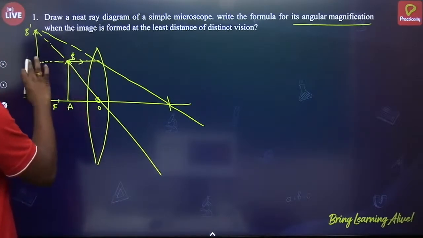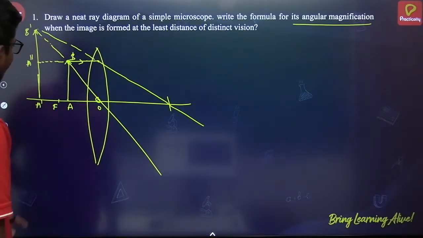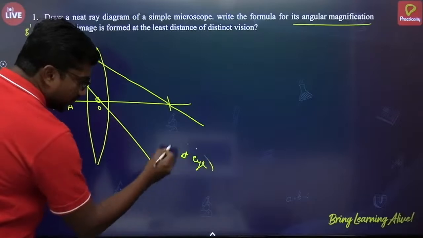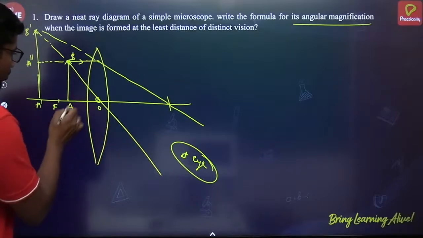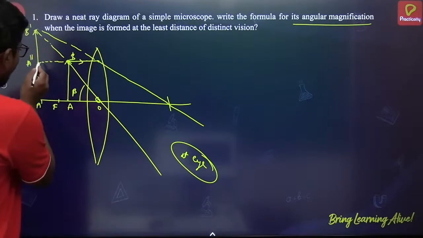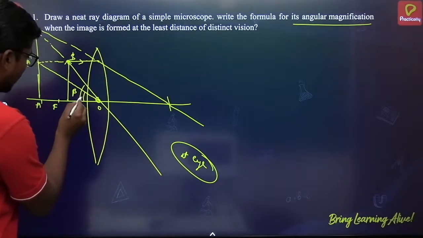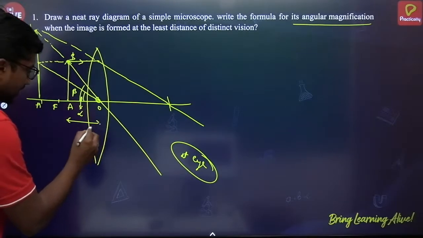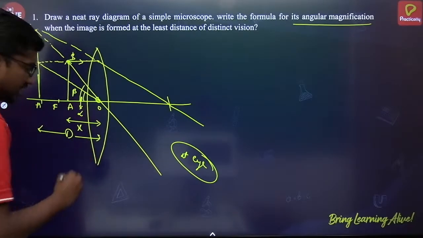The AB parallel to this I am marking here for convenience, let it be A double dash. So this is the eye, from here we are observing this. The angle subtended by this image with respect to this eye, I am taking it as beta. And the angle subtended by the object, let this be alpha. Object distance with respect to the optic center, let it be x. Image distance with respect to the optic center, let it be D, which is nothing but the least distance of distinct vision.